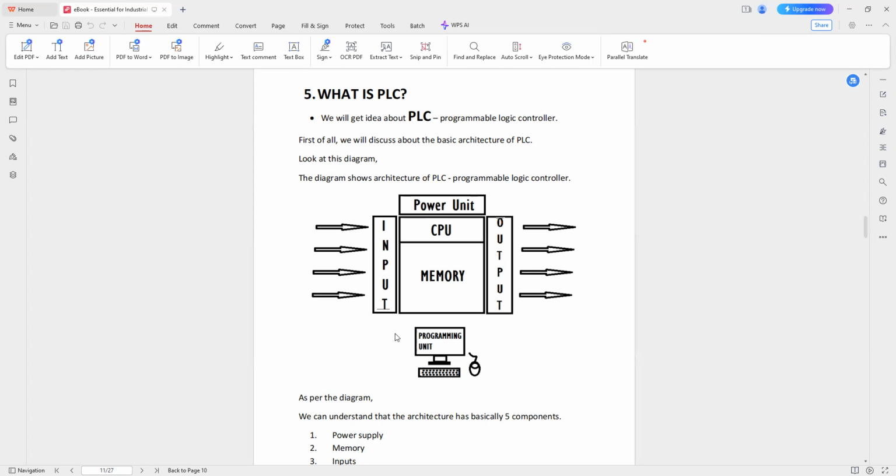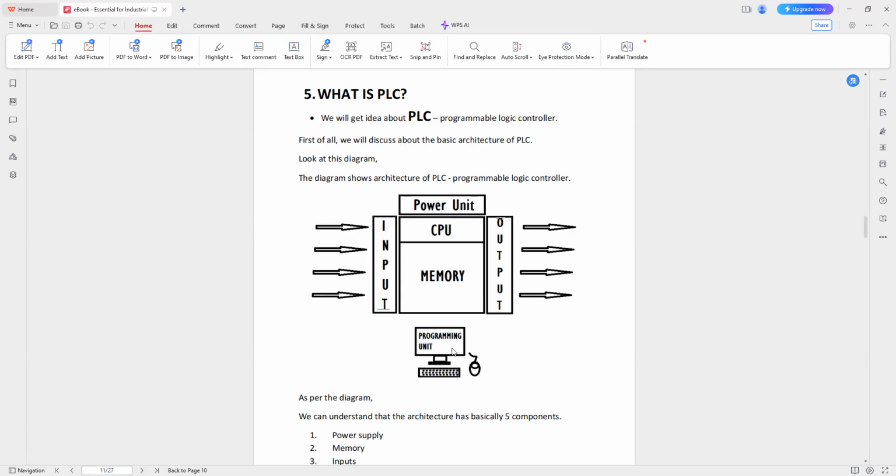In industrial automation, PLC is sometimes called a CPU. To write a program, you require a memory. So PLC has memory, a power supply unit, and a programming unit as well. To program a PLC, you require a programming unit, a laptop or software, but to download that program into the PLC, you require PLC memory. That's why in this architecture, I have inserted input, output, power unit, memory, and programming unit.